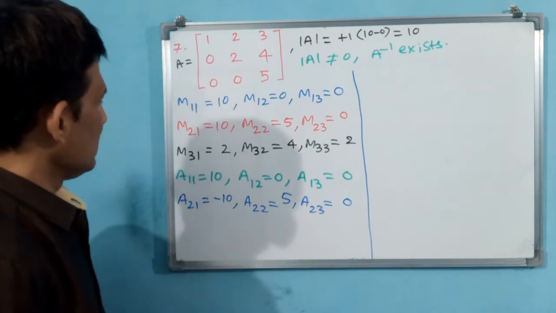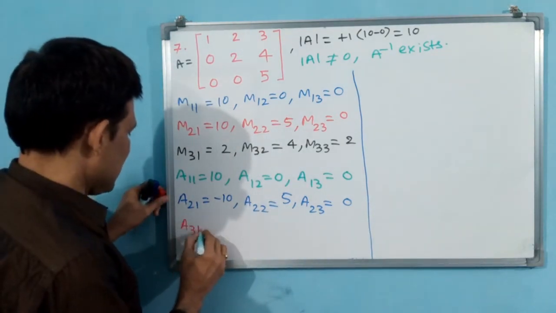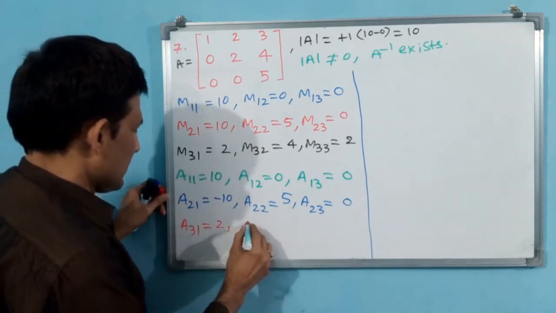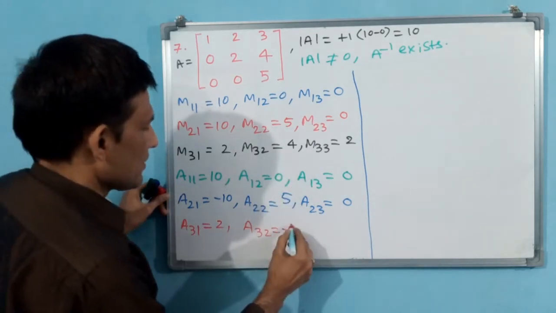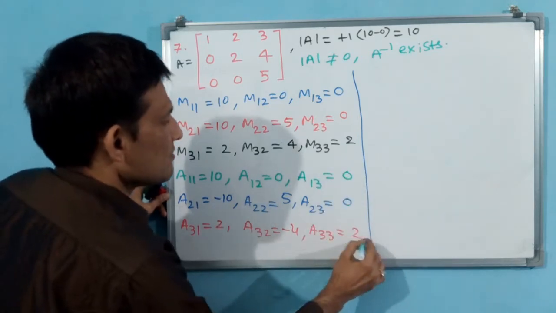Okay. Then go for A31. Same sign. 2. A32. Sign to be changed. Minus 4. A33. Same sign. 2. Okay.